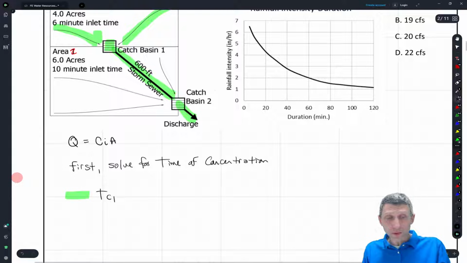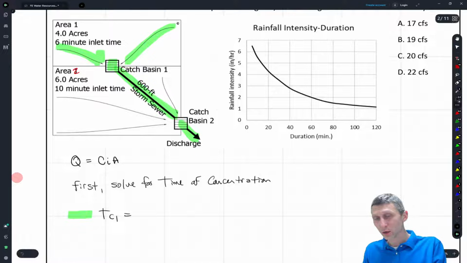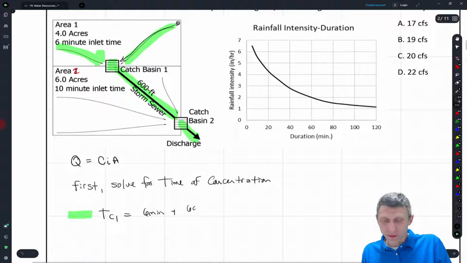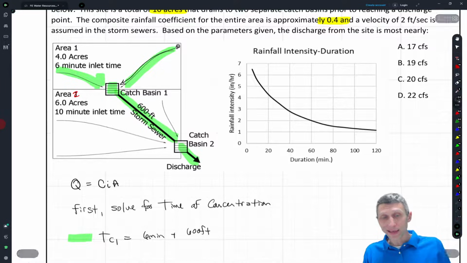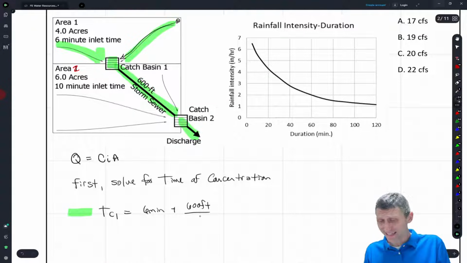So all that we have to do here is, we know that it takes 6 minutes to go from the most remote point to the catch basin. So we're going to start with 6 minutes. And then we're going to add the amount of time it takes in the storm sewer. In the storm sewer, we know the sewer is 600 feet, and we're told in the problem that we have a velocity of 2 feet per second. So how long is it in that sewer? Well, to get the time, we're going to divide by 2 feet per second.